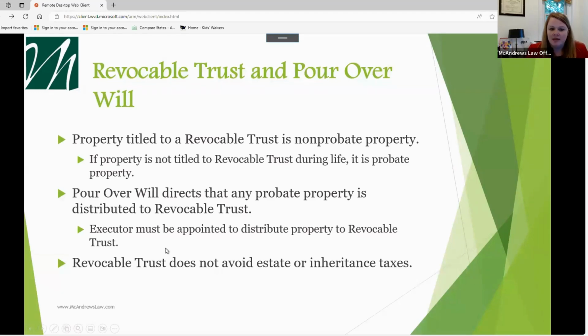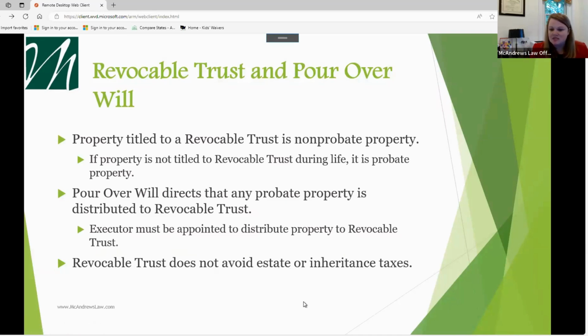Another way that your estate may not be subject to probate is if you had all of your assets in a revocable trust. Anything in the revocable trust is considered non-probate property. If the property is not titled in the revocable trust, it's probate property. Most people, when they do a revocable trust, have what we call a pour-over will. It's saying, basically, any asset that I may have missed, I have to probate for, but then I want my trust document to control. So we pour those assets that were not actually titled into the trust over into the revocable trust. The revocable trust does not avoid any estate or inheritance taxes. All a revocable trust is avoiding is probate.